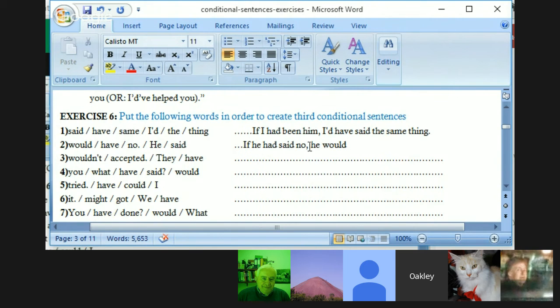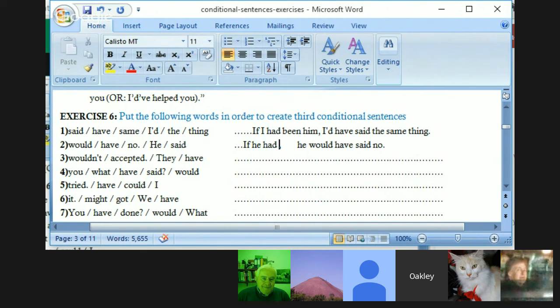Okay, so the only clause we have here, number 2. Let me just separate this. He would... maybe we should do it backwards. He would have said no is the only thing that makes sense in the result clause, because we only have these words, and the verb order has got to be like this. So what could our if clause be? What makes sense? He would have said no. If he had said no? We can't say if he had said no, he would have said no, because that doesn't make much sense.